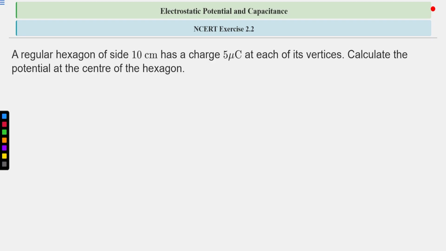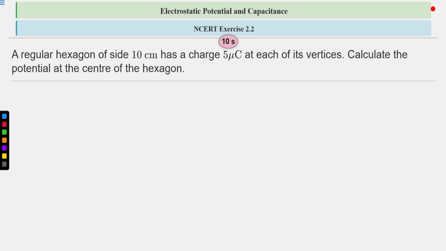Next question, NCERT Exercise 2.2. A regular hexagon of side 10 centimeter has a charge 5 microcoulomb at each of its vertices. Calculate the potential at the center of the hexagon. There is a regular hexagon of side 10 centimeter with a charge 5 microcoulomb at each of its vertices. So you have to calculate the potential at the center of the hexagon.